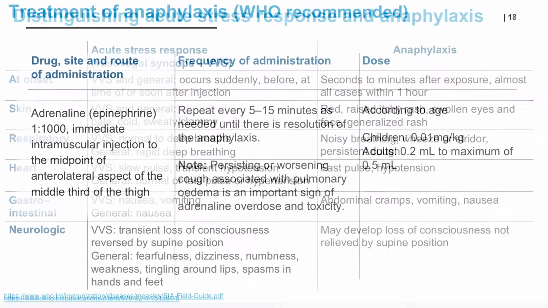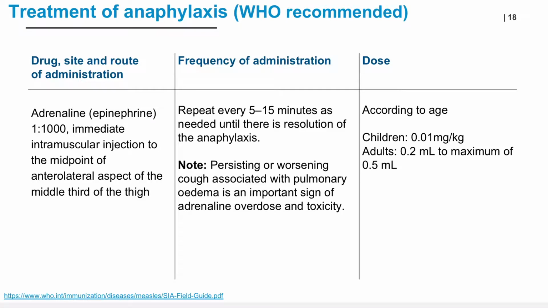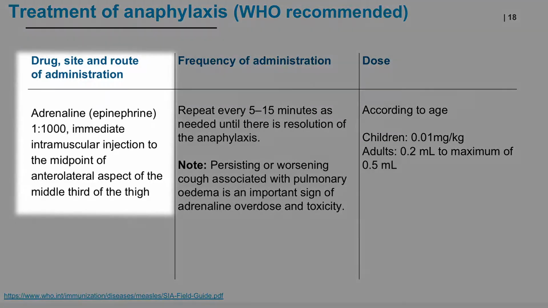So once anaphylaxis is diagnosed, we need to treat it. The drug for administration is adrenaline, which is the drug of choice. A 1 in 1,000 dilution adrenaline has to be administered. It has to be administered immediately as an intramuscular injection at the midpoint on the anterolateral aspect of the middle third of the thigh. In other words, it is on the outside of the thigh.